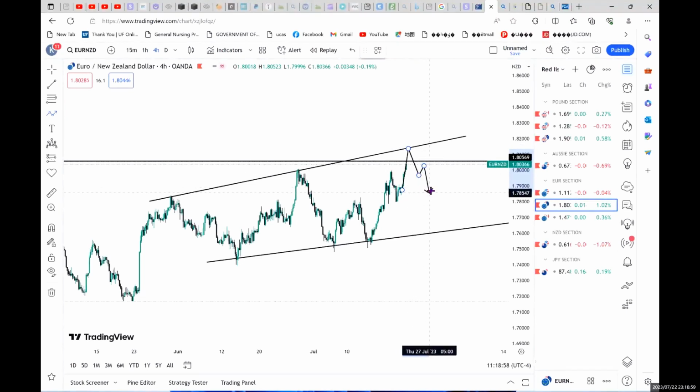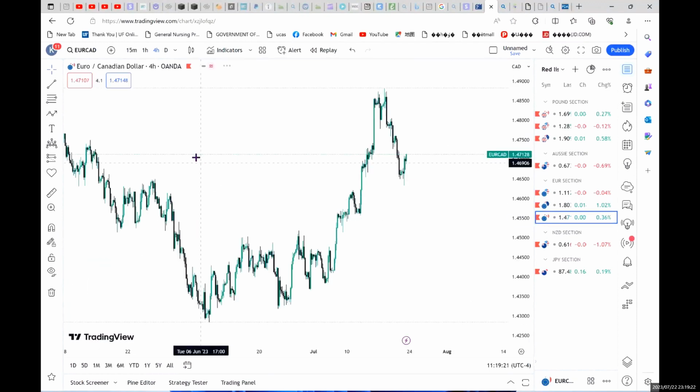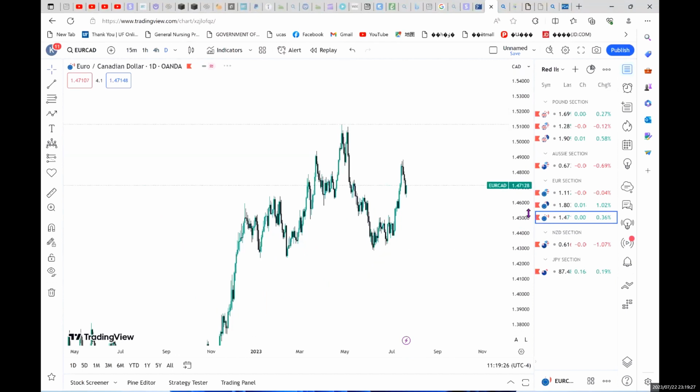Okay, so for now, since price is in a very sensitive area, I'll just wait to see what price does, whether it gives me bullish properties and continues back up, or whether price wants to come down from that level. So for now, I'm just waiting to see what happens with EURNZD. Let's go on to EURUSD. All right, check the daily time frame.